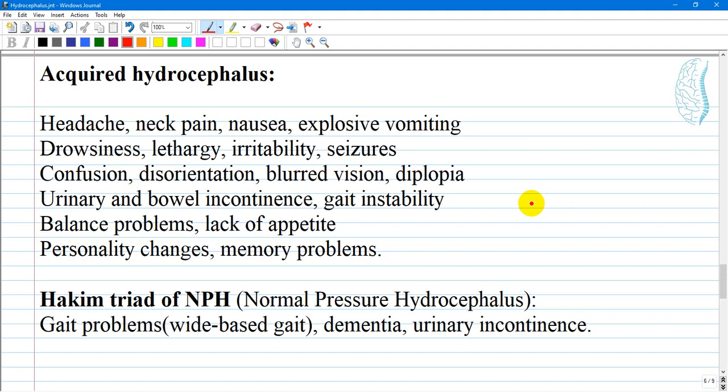Hakim triad of NPH, or normal pressure hydrocephalus. There is even a mnemonic, wide-based gait, dementia, and urinary incontinence, that you should know.